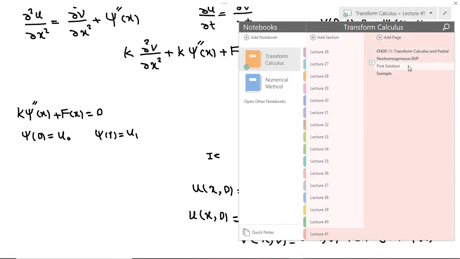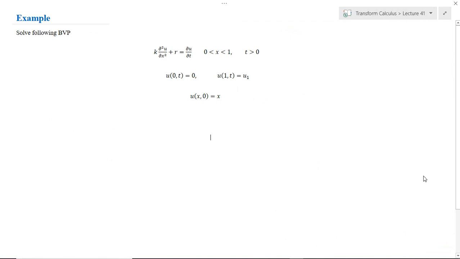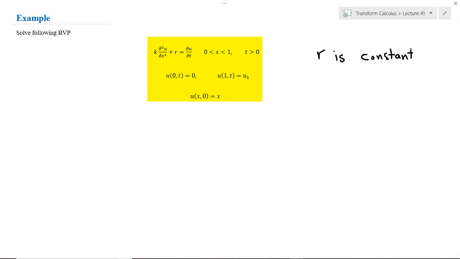Let's solve one example to see how it works. We want to solve this boundary value problem. K times the second derivative of u with respect to x plus r is equal to the derivative of u with respect to t. r is constant. So you can see the partial differential equation is non-homogeneous. Why? Because we have r in the equation. As a result, we have a non-homogeneous boundary value problem. But you know this, it's time independent because r is constant.